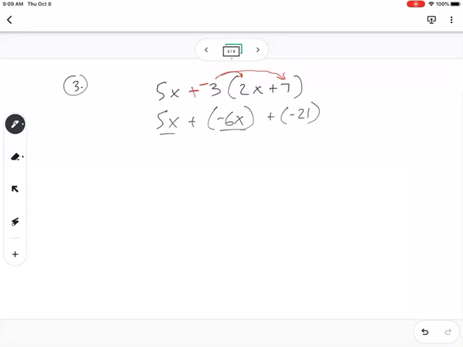Now 5x plus negative 6x is negative x, or negative 1x. And then we have no other constants to add that to. So there's our final answer.